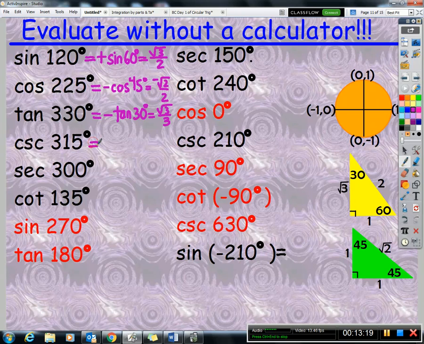Cosecant 315. Let's go through this. First, 315 is in the tangent quadrant. Cosecant and sine are both negative. The reference angle is 45 degrees. Looking at the green triangle, sine 45 is 1 over root 2. Cosecant 45 is root 2 over 1.